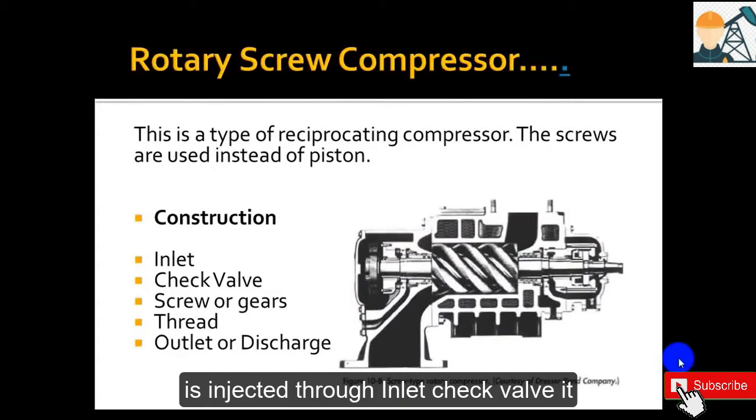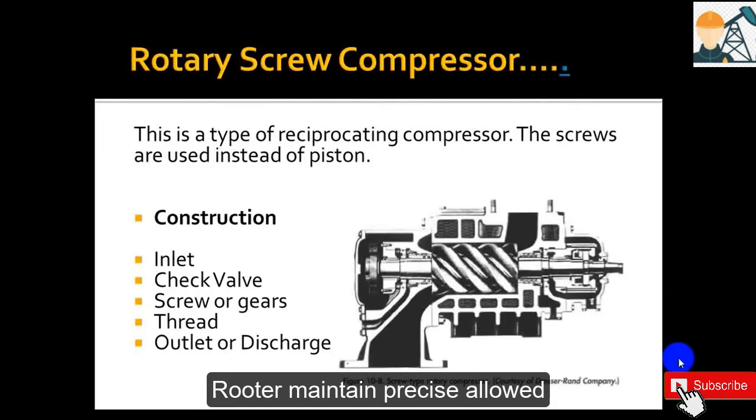Inlet. The gas is injected through the inlet. Check valve. It controls the motion of flow. It only opens with the flow pressure of the fluid. Screws or gears. There are two gears used to compress the gas. They rotate by the motor or other electrical source to produce rotational velocity of the gas. The timing gear ensures that the male and female rotors maintain precise alignment.